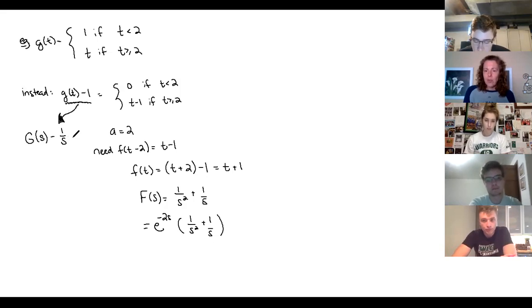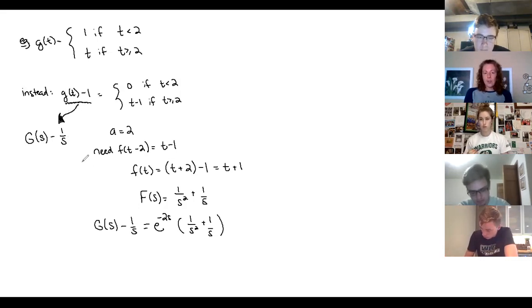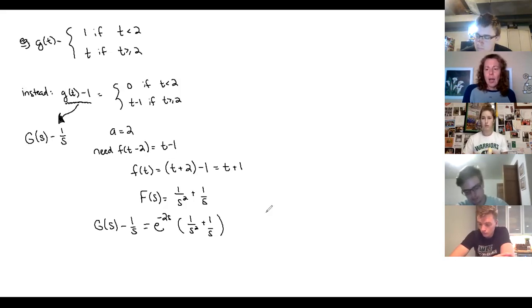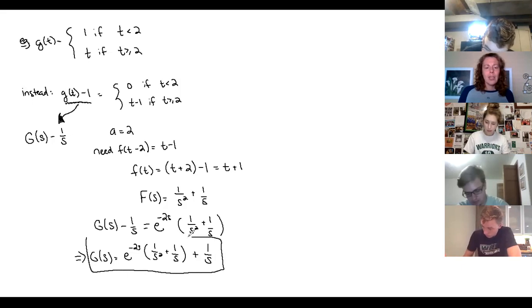Everybody see where that minus 1 over S is coming from? It's coming from this minus 1 right here. See that? So this bottom line is really equal to capital G of S minus 1 over S. That's what we just found. So I just have to subtract or add the 1 over S to the other side of the equation to get what I wanted. That's all that I really have to do. And so in order to do that, my final answer here is that capital G of S is e to the negative 2s, 1 over s squared plus 1 over s, and then plus that extra 1 over s to get stuff back to the other side of the equation.